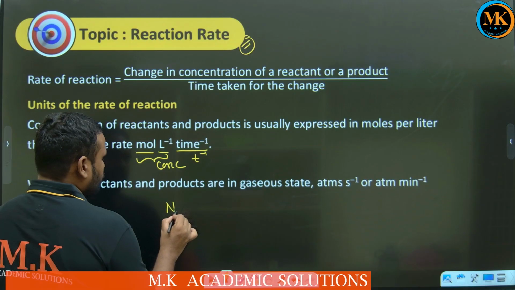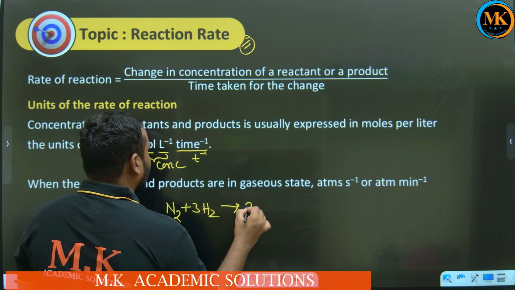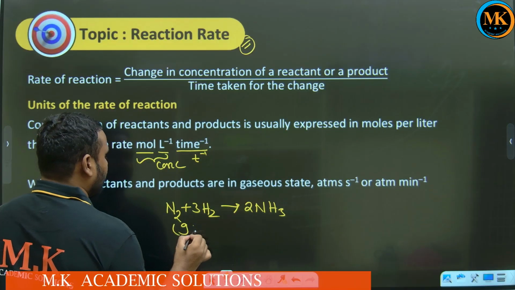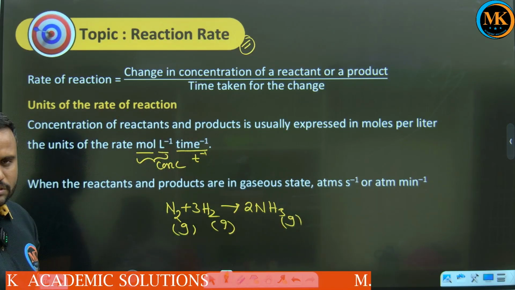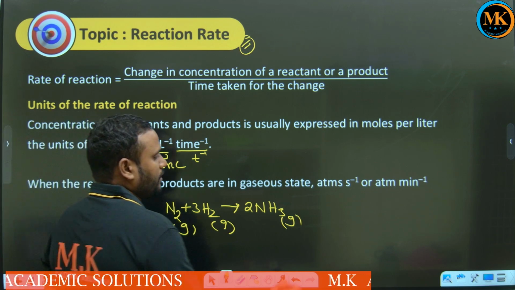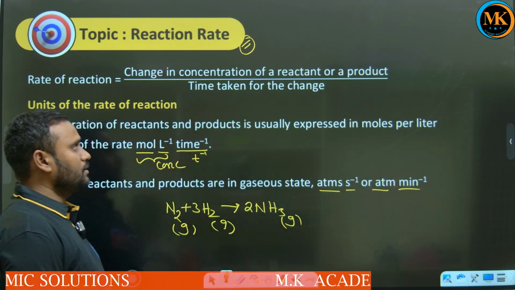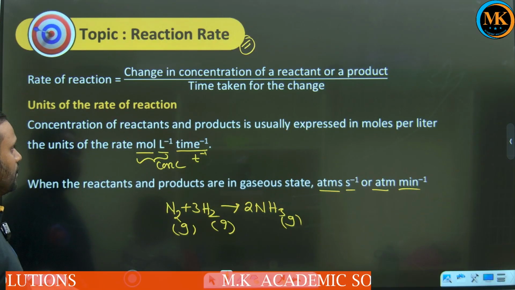When the reactants are present in the gaseous state, for example N2 plus 3H2 gives rise to 2NH3, here we have the reactants and products in the gaseous state. In such a case, what are the units of rate? Atmosphere per second or atmosphere per minute. These are the units of rate of reaction, children. Clear?